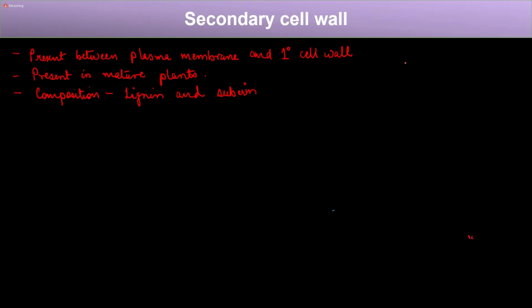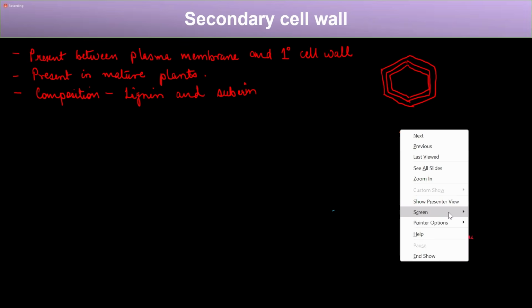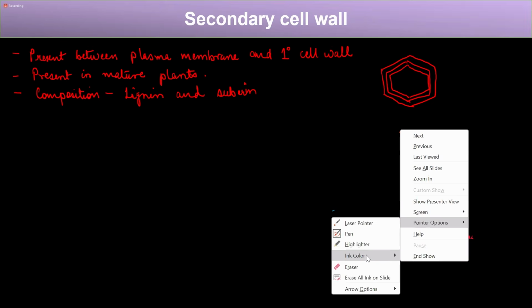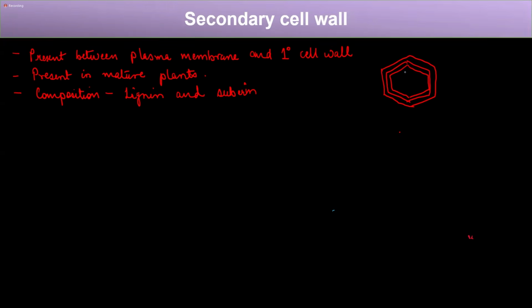Now, if you look at the structure of a secondary cell wall, it will look something like this. If you zoom in, you can see that there are three layers present in a secondary cell wall. Inside it we have the plasma membrane, and outside it we have a thin layer that is called the primary cell wall.